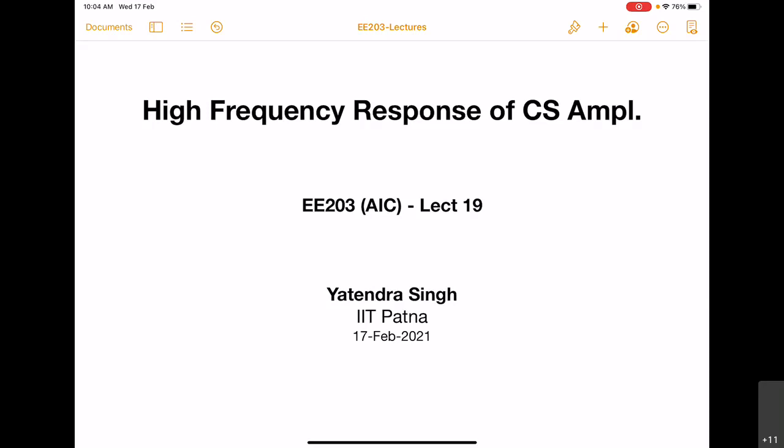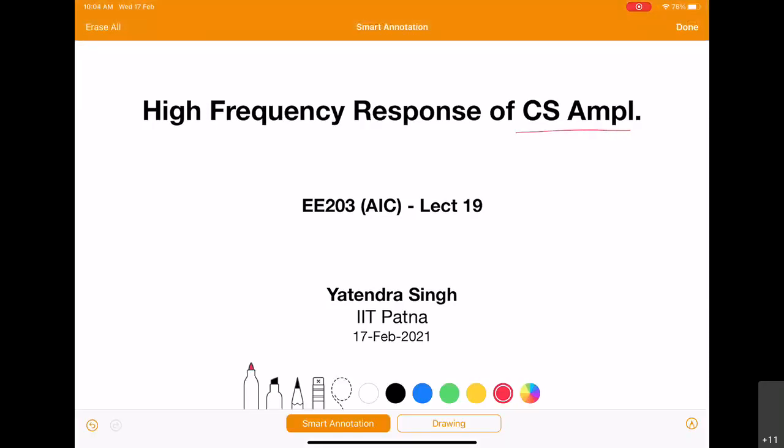In this class, we will try to find out the frequency response of a common source amplifier, which we have already studied. And we will see that this approximate frequency response is plotted for two ranges of frequencies. One is when frequency is very high. That is what we are going to do in this class. And in the next class, we will take the low frequency case.